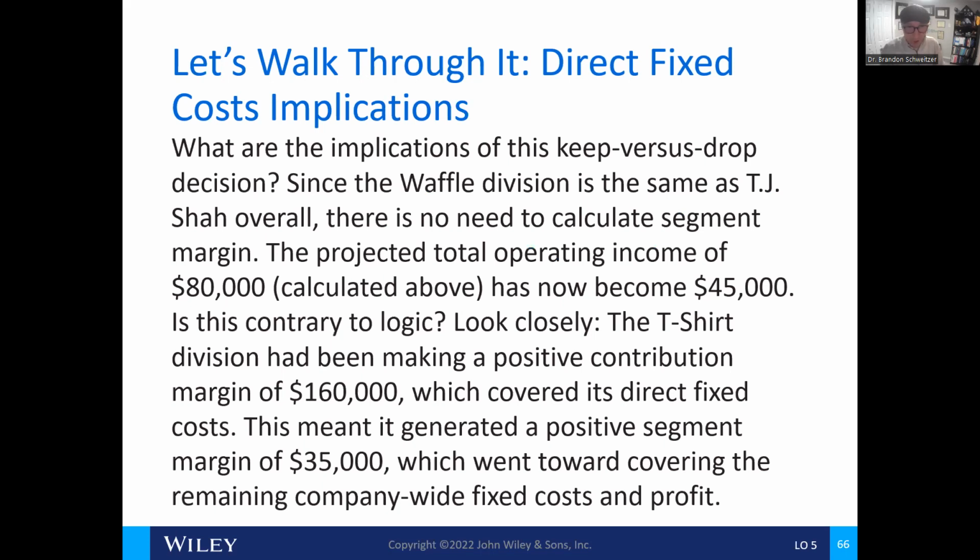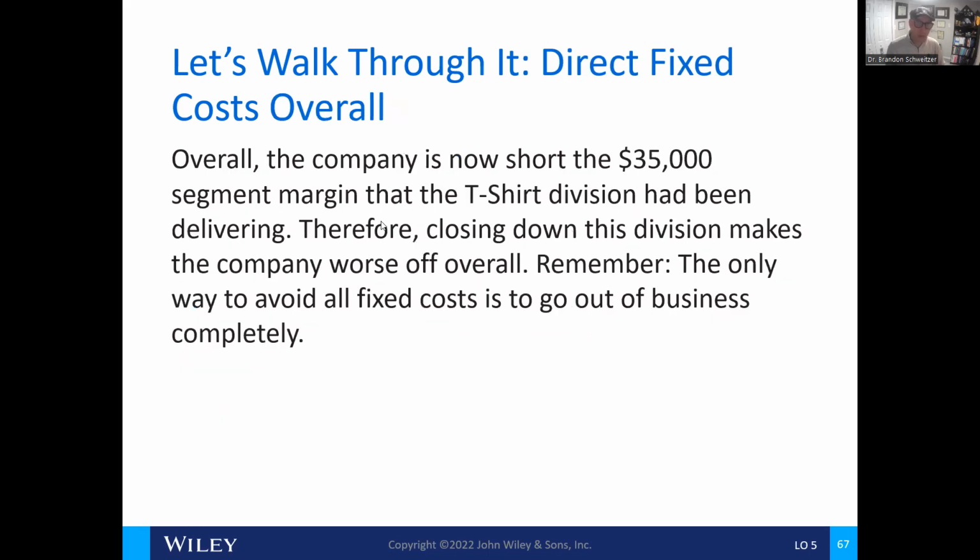The T-shirt division has a positive contribution margin of 160, which covers the direct fixed costs. Although the segment as a whole is a loss of 20, the other division is a positive of 35. So as one division loses, the other's doing well. It would make sense that in the short run, to keep the division.